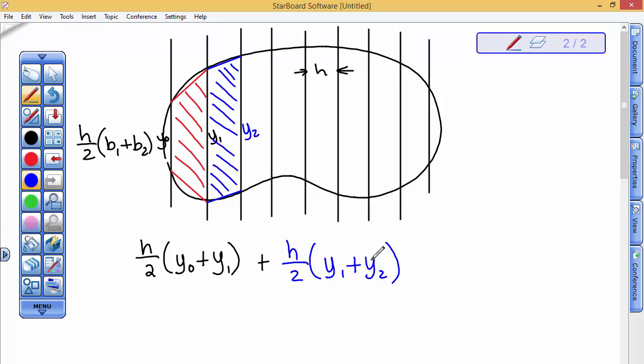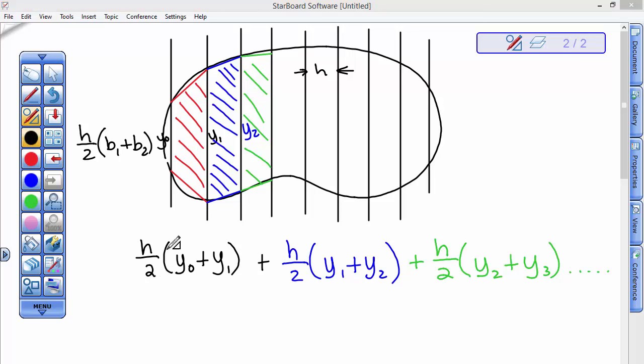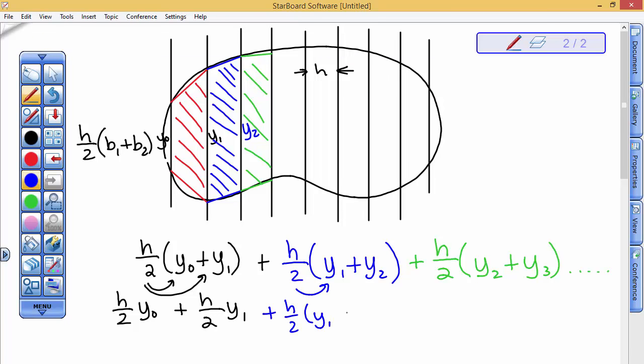And I'm looking at finding the area of this green space now. It is a trapezoid as well. And I'd take h divided by 2 times the sum of its bases, which are y sub 2 plus y sub 3. And I'd keep going. Well, let's check this out. If we distributed this h divided by 2 times each of the terms in the parentheses in this black group here, I'd have h divided by 2 times y sub naught and h divided by 2 times y sub 1. Right here, I'd have h divided by 2 times y sub 1, and then h divided by 2 times y sub 2. And if I did it again, I'd have h divided by 2 times y sub 2 and h divided by 2 times y sub 3, etc.